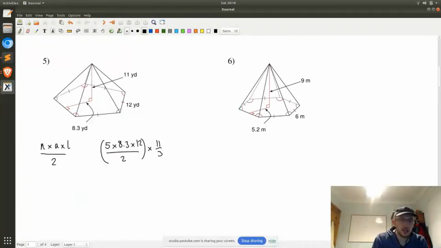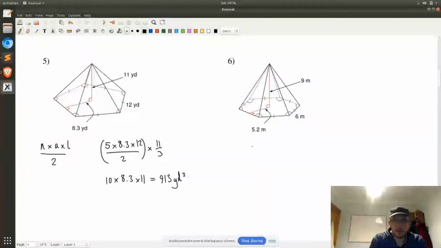So, all right. So that would be reducing that, you're dividing everything by 6, so this 12 can turn into a 2. That pairs with the 5 to turn into 10. And then it's just 8.3 times 11, which is 91.3. And then that has to be multiplied by 10 to get 913 cubic yards.